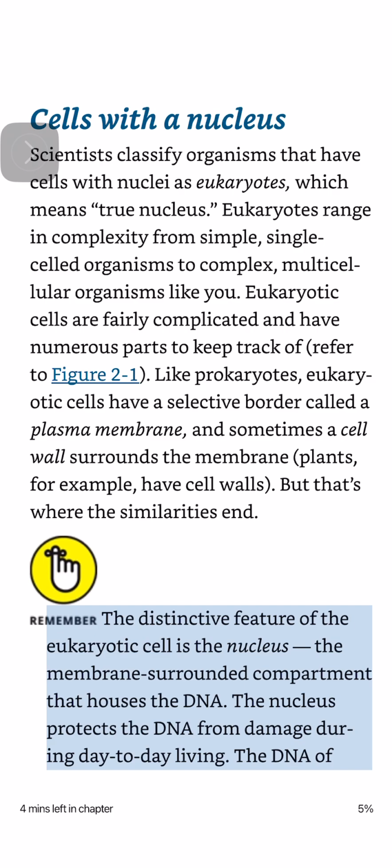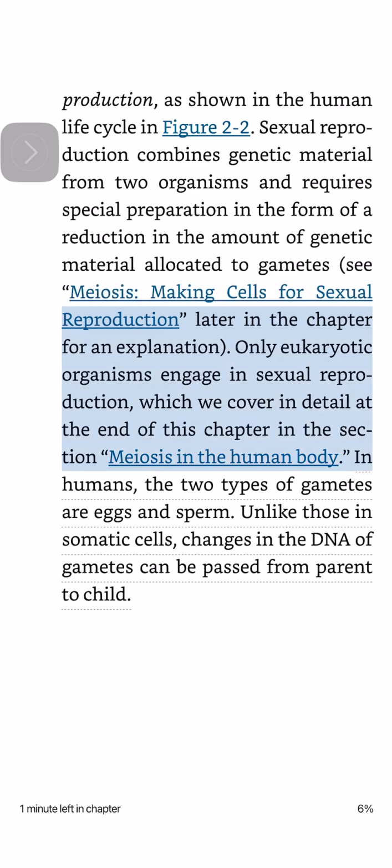Gametes. Gametes are specialized cells produced by a type of cell division called meiosis for sexual reproduction, as shown in the human life cycle in Figure 2.2. Sexual reproduction combines genetic material from two organisms and requires special preparation in the form of a reduction in the amount of genetic material allocated to gametes. See Meiosis, Making Cells for Sexual Reproduction, later in the chapter for an explanation.